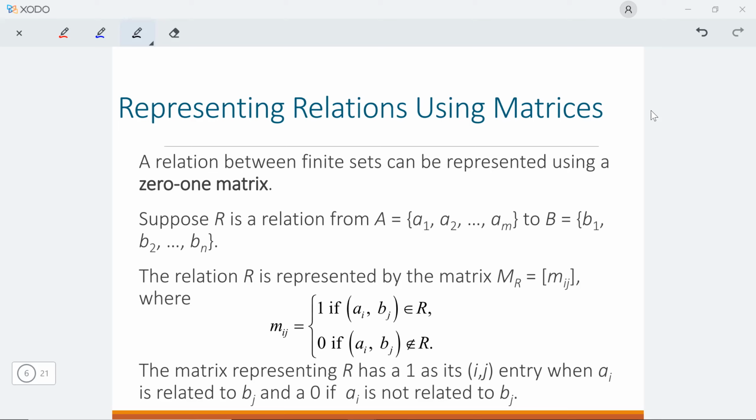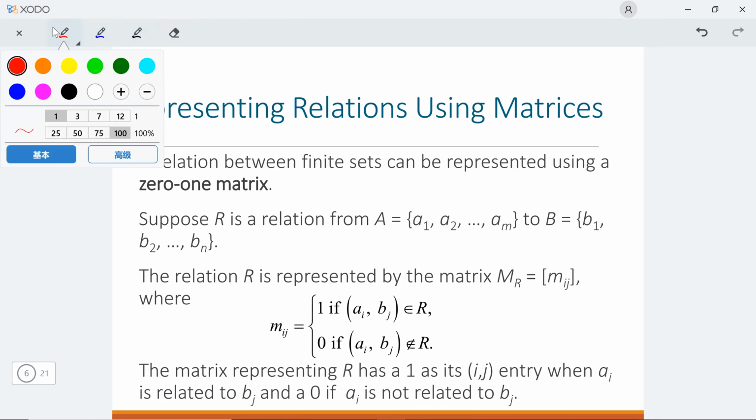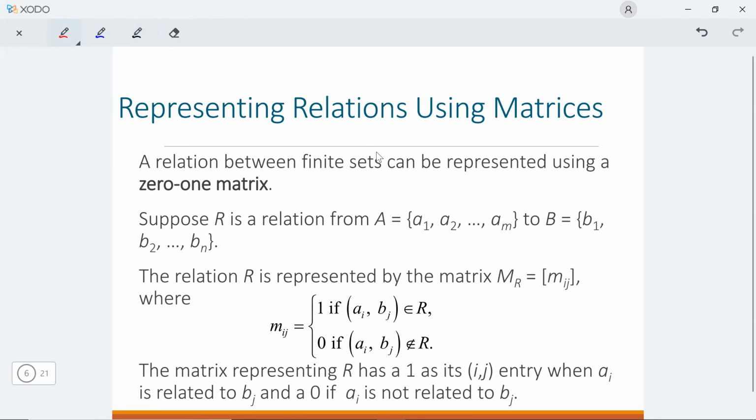For using a matrix to show the relation, we have one requirement. This means our relation needs to be of finite size. So we need this relation defined in a finite size. This is the requirement for us to use the matrix to define it.